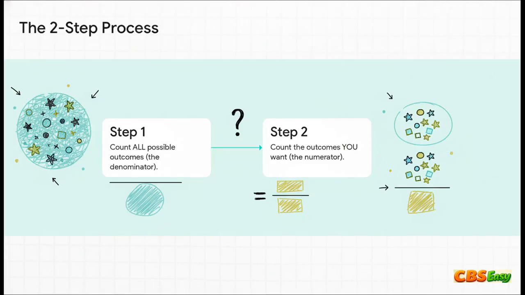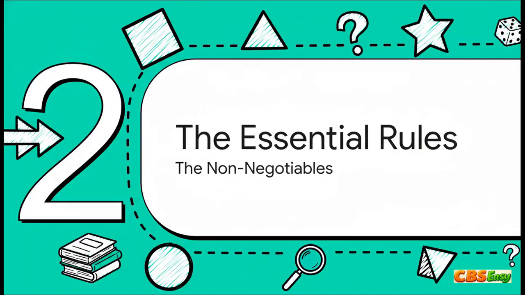So, how do you actually use this thing? It's a simple two-step process. Seriously, that's it. Step 1. Figure out all the things that could possibly happen. That's the bottom of your fraction. Step 2. Count only the specific outcomes the question is asking for. That's the top of your fraction. Done.